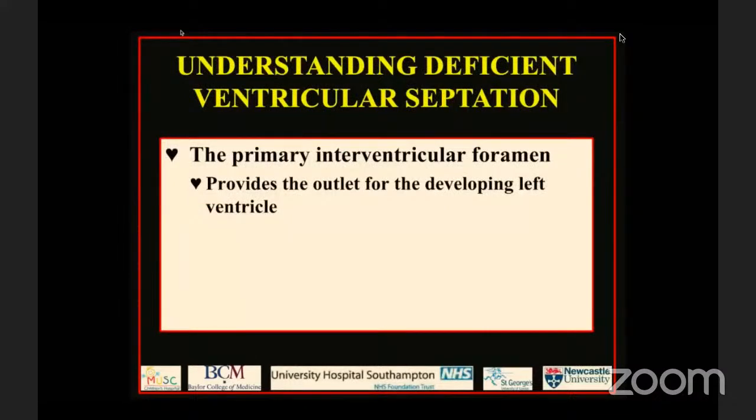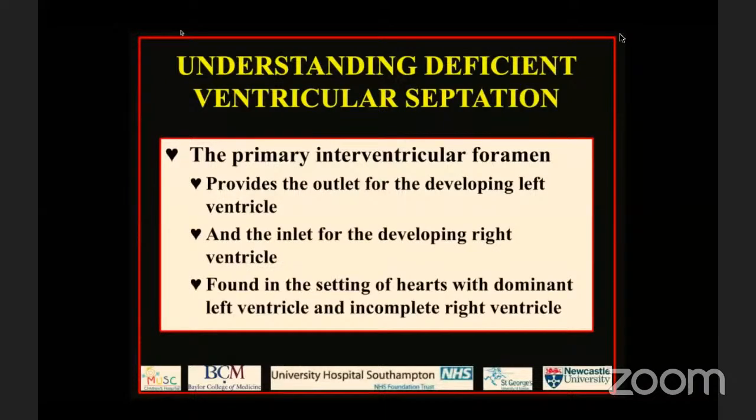So remember, at this stage, the primary interventricular foramen is the outlet for the developing left ventricle and the inlet for the developing right ventricle. And it's found in the setting of hearts that have a dominant left ventricle and an incomplete right ventricle.